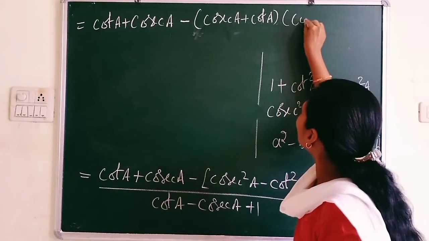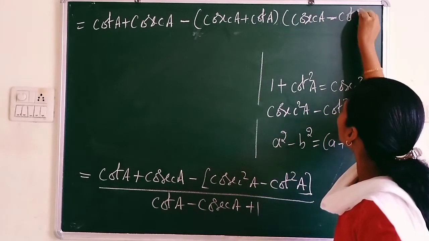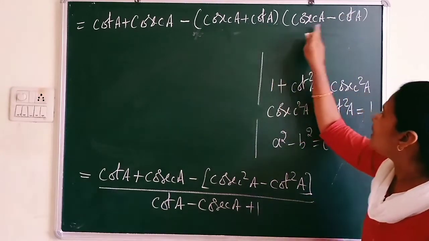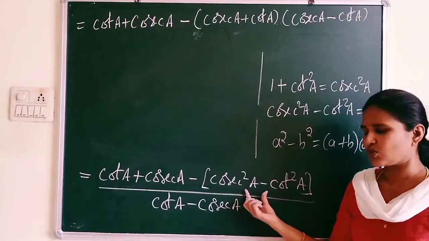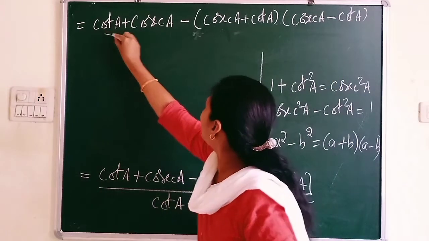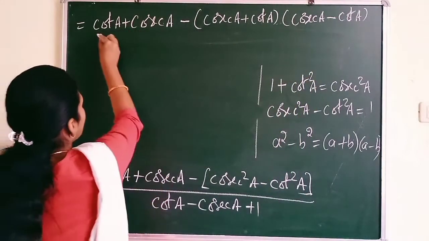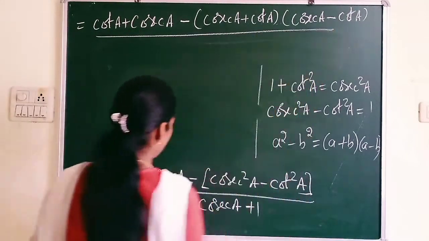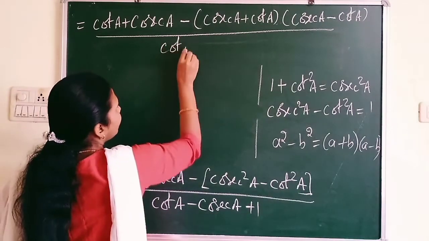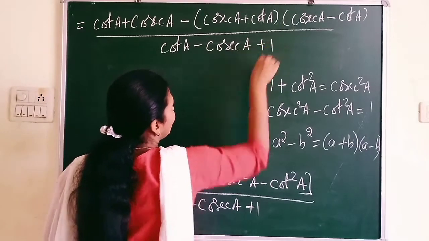into cosec A minus cot A. You can observe this is like A plus B into A minus B. So I have written this A square minus B square as A plus B into A minus B, whole divided by, write the denominator as it is. Don't disturb the denominator. Denominator is cot A minus cosec A plus 1. So cot A minus cosec A plus 1.